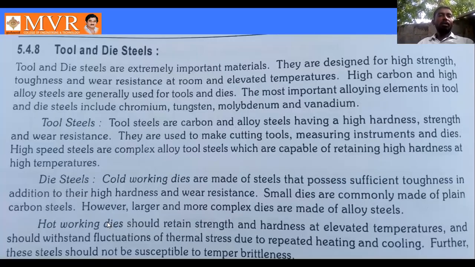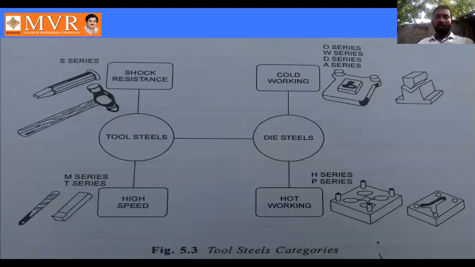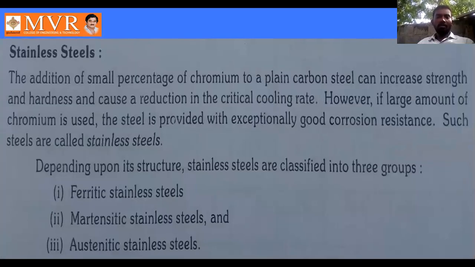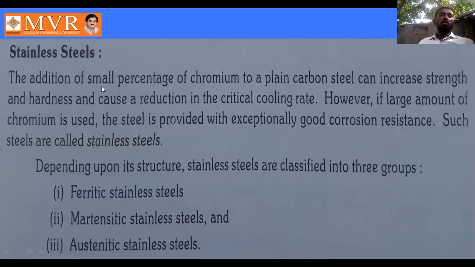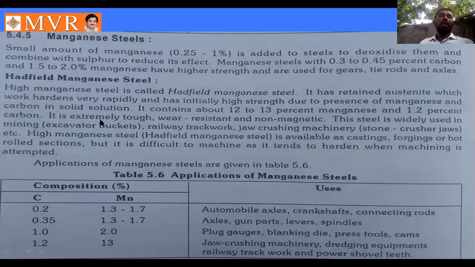This is the introduction to tool steel and die steel, and these are the applications. Next one is stainless steel. These are the classifications of high alloy steel. Then a new topic: manganese steel and Hadfield manganese steel.